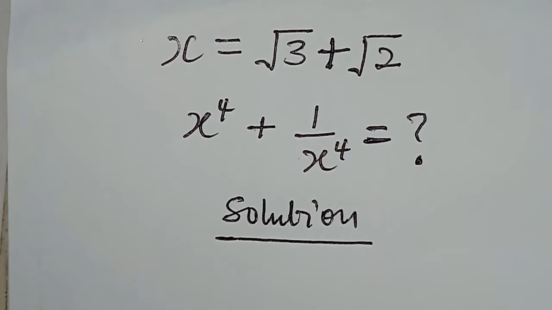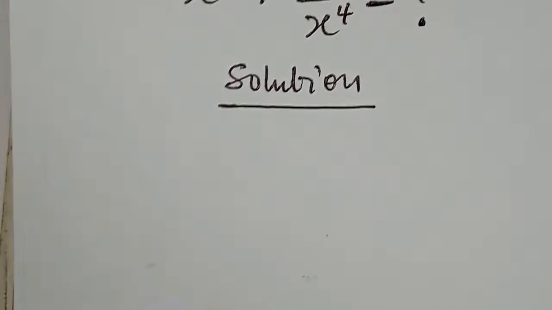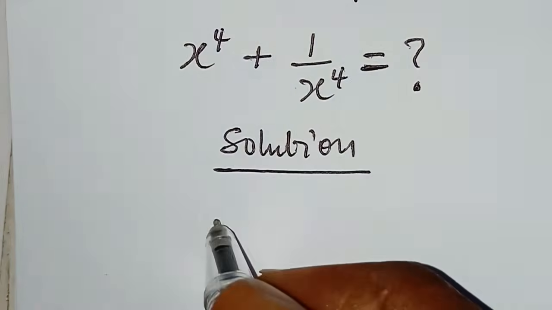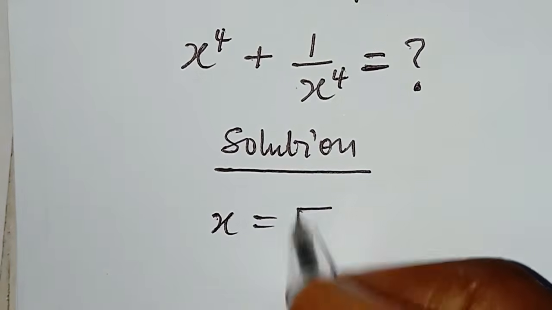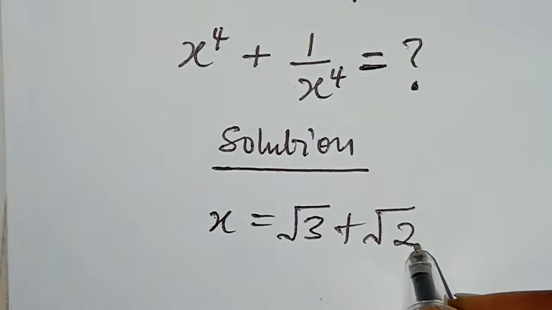We are given x to be equal to square root of 3 plus square root of 2, and we are asked to find x to the power of 4 plus 1 over x to the power of 4. What is the value for that? So first, to get the value we are asked to find, we have x is given by square root 3 plus square root 2.